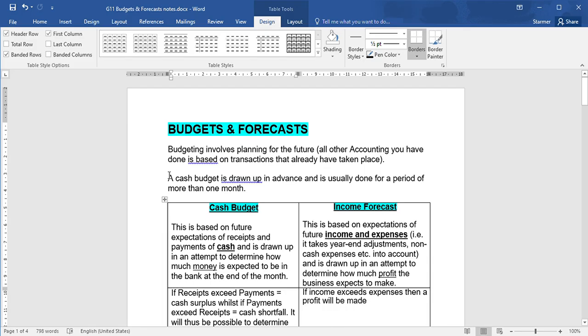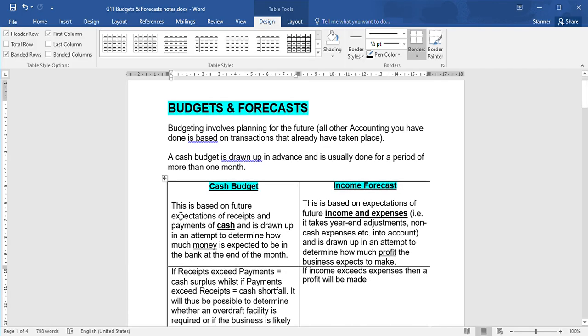Because it's drawn up in advance, we usually do it for more than 1 month, so we can get an idea over the next budget period what amounts we expect to receive and what amounts we expect to pay. I want to start off by going through the differences between a cash budget and an income forecast.